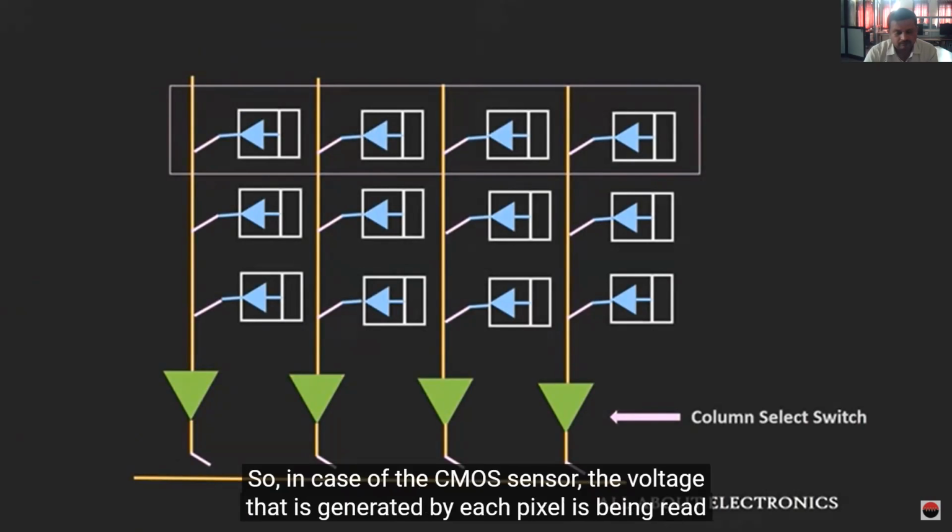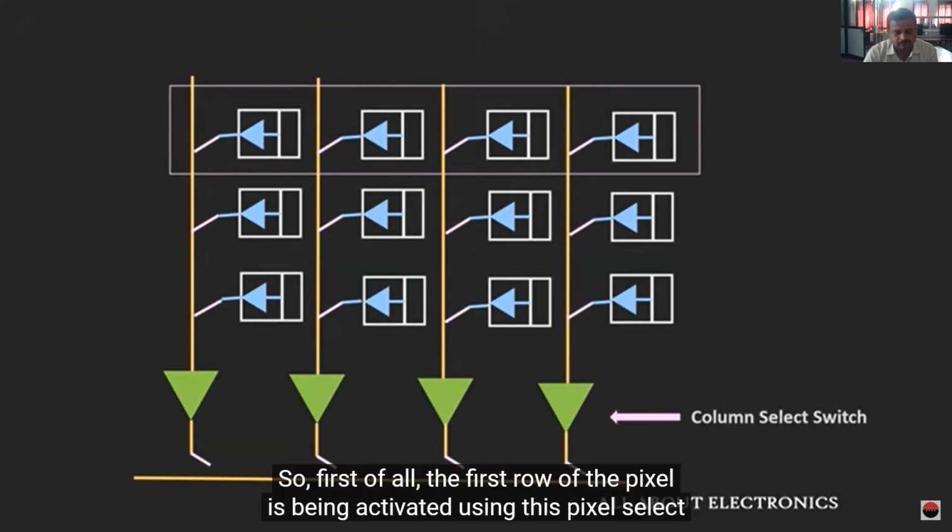In the case of the CMOS sensor, the voltage that is generated by each pixel is being read in a line by line fashion. So first of all, the first row of the pixel is being activated using this pixel select switch.